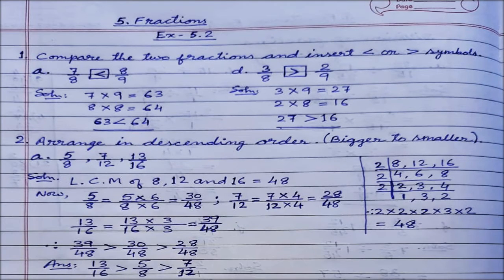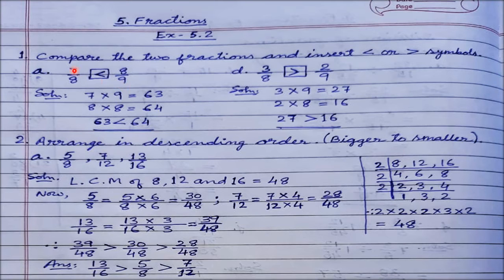Class 5. Let's see today the next exercise of your chapter number 5, fractions. The exercise is 5.2. So here you have the first question. Compare the two fractions and insert greater than or less than symbol. Number A, 7 by 8 and 8 by 9.